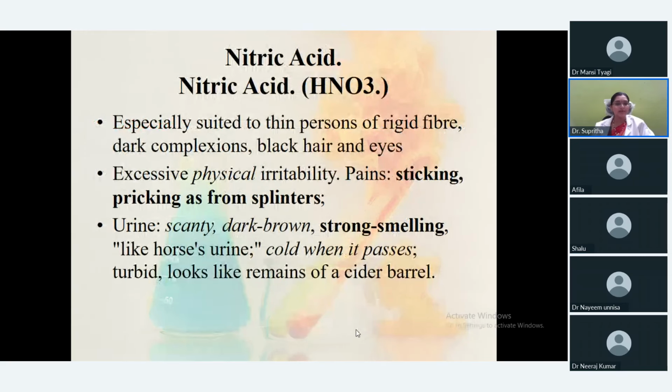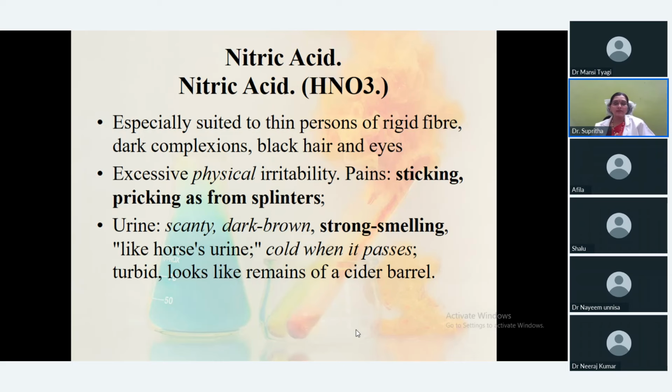Nitric acid is especially suited to thin persons of rigid fiber, dark complexions, black hair and eyes. Excessive physical irritability. All the pains in nitric acid are sticking, pricking as from splinters. So it is also indicated for fissures where there is sharp and pricking kind of pain in the rectum. And there is active bleeding, bright red in color. It passes frankly; frank passing of blood is seen in nitric acid.